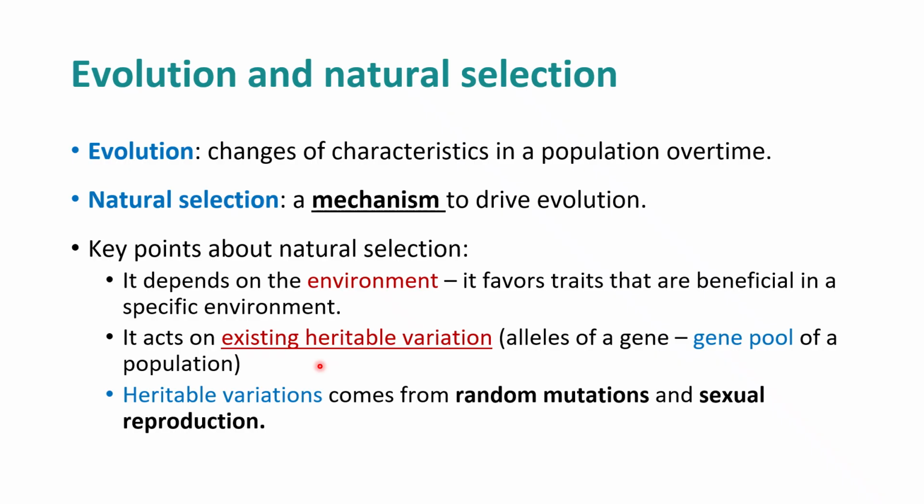The second one is that natural selection can only act on existing heritable variations. So it can only pick out the fitter trait when there are already several different traits for it to pick from. So this existing heritable variation of a given character comes from all the different alleles of a specific gene in the population. And we call this the gene pool of a population, right? And then lastly, last key point is that heritable variation come from random mutations as well as sexual reproduction. So both of those introduce diversity essentially into the population.